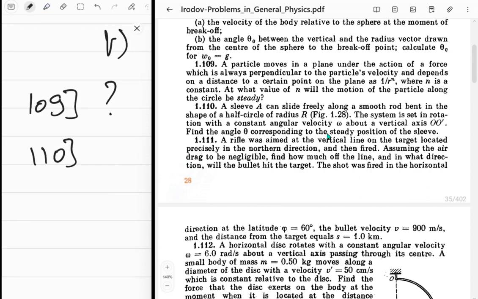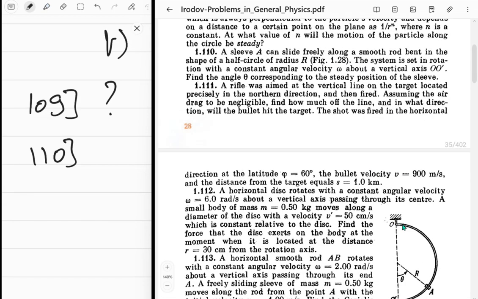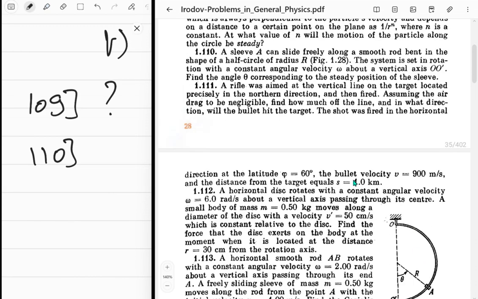110. A sleeve A can slide freely along a smooth rod bent in the shape of a half circle of radius r. The system is set in rotation with a constant angular velocity omega about a vertical axis OO dash. Okay, so this complete thing is rotating. Find the angle theta corresponding to the steady position of the sleeve. Come on. Seriously. Fine, let's do it.